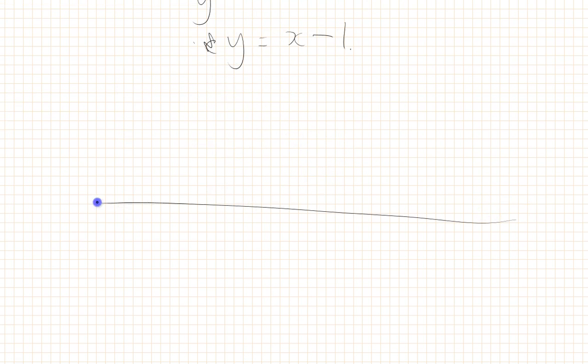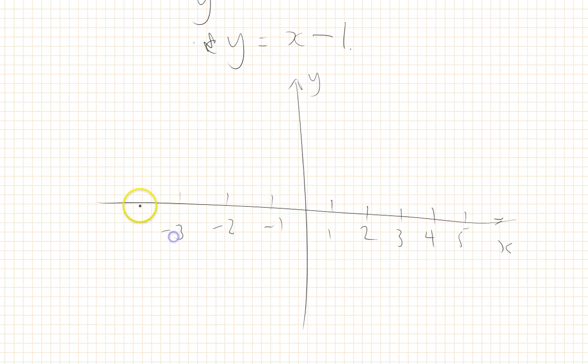So we'll set up the axes every time. That's y, that's x. 1, 2, 3, 4, 5. 1, 2, 3, 4, 5. Minus 1, minus 2, minus 3, minus 4. 1, 2, 3. Minus 1, minus 2, minus 3. You needn't draw this every time. Y equals x minus 1.